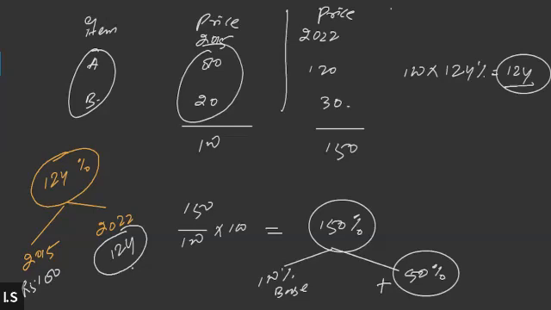How much is the rise in price of the commodity as compared to 2015? 24. So instead of saying that the current price is 124 rupees, we can also say that the price has risen by 24 rupees as compared to the price that was prevailing in 2015. Can we say that? Yes, sir.